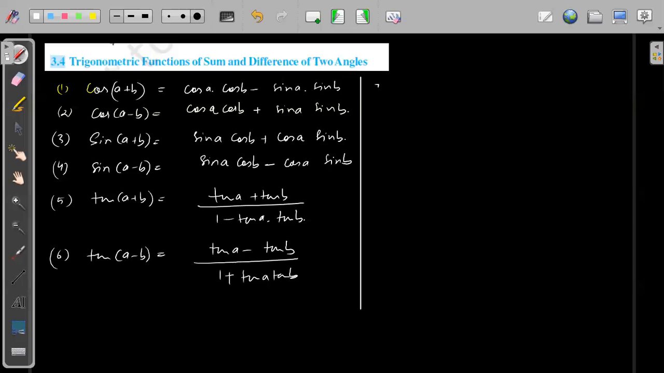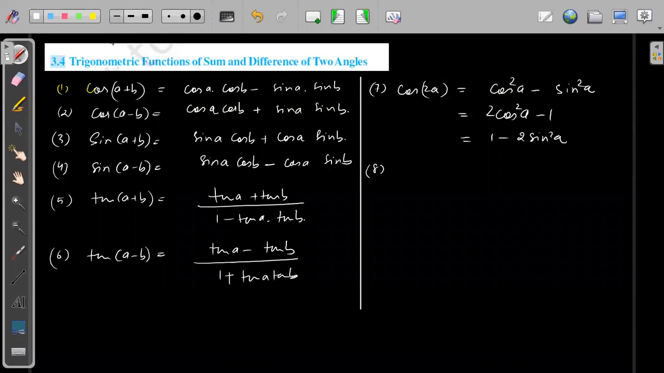Okay. Seventh one, cos of 2A. What is cos of 2A? All the three different forms. Cos of 2A, first form, cos square A minus sin square A. Second form, 2 cos square A minus 1. Third form, 1 minus 2 sin square A. These were the three different forms for half angle formulas.